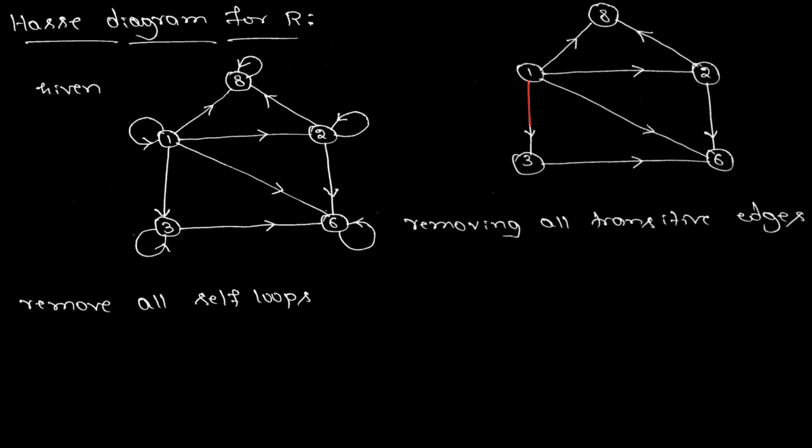1 comma 3, 3 comma 6 is there. So the transitive edge for this is 1 comma 6. See, this is a transitive edge. We need to remove this.